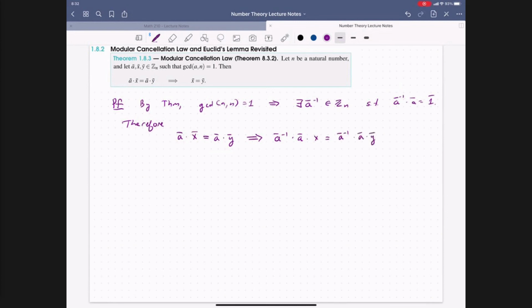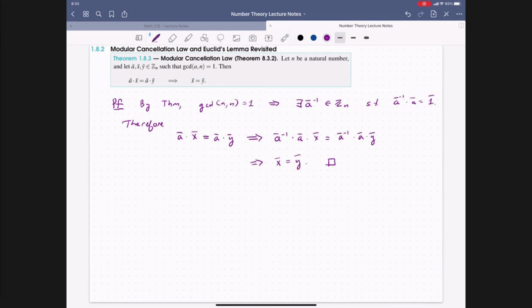And so we have this equation. But because A bar inverse and A bar are multiplicative inverses, we just get back that this is going to be 1 bar, so we get back X bar. Oops, I forgot the X bar there. So X bar is equal to Y bar. And that's it. We are done. We have proven our result by doing this.